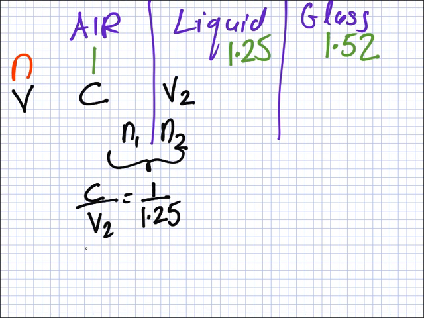So then V2, will it be bigger or smaller? Of course it will be bigger, according to this. So I've done something wrong, haven't I? Oh, I have my Ns upside down. Classic Stephen mistake. V1 over V2 equals N2 over N1. Right, so V2 equals C over 1.25.